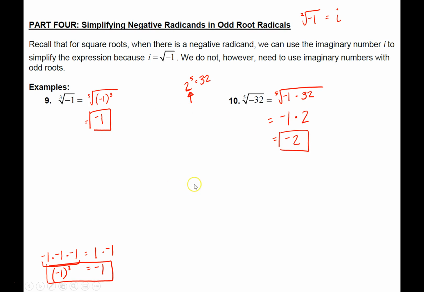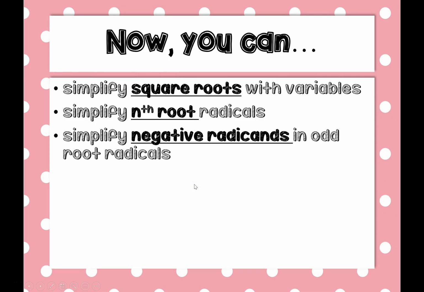All right, so in this video, you learned how to simplify square roots when they had variables in them as well. You learned how to simplify nth root radicals, like fifth and fourth roots and things like that. And we also simplified negative radicands in odd root radicals without having to use imaginary numbers. So go ahead and try those now, your try problems.